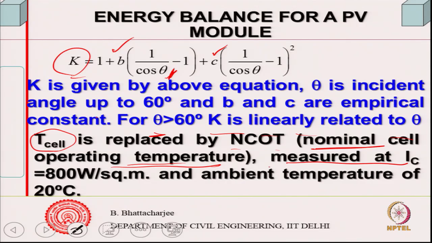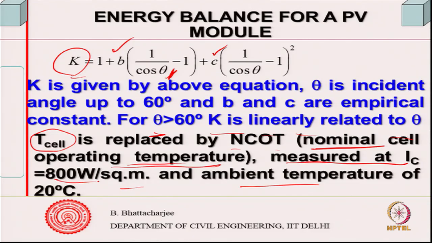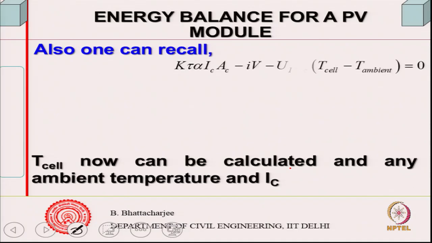Let us see if we can do that. So, measured at I_C of 800 and an ambient temperature of 20 degrees centigrade. Now, everything will change as soon as your ambient temperature and radiation change. So, I fix a radiation, and under that condition we found this value, which will be available to us; the manufacturer will give us.